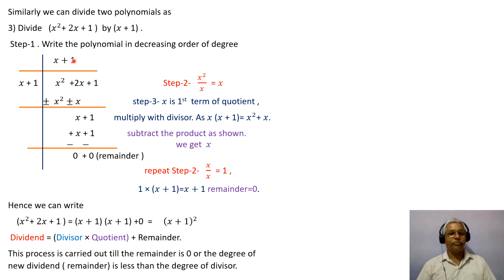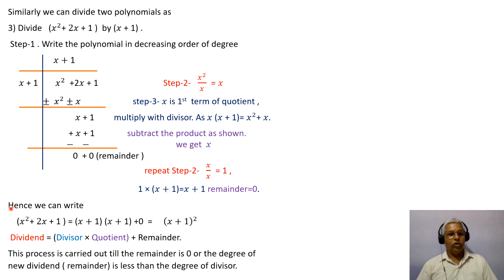So plus 1. Now multiply this with the whole divisor, or you can do it like this: 1 into x is x, 1 into 1 is 1, so x plus 1. Or 1 into x plus 1 equal to x plus 1. And now subtract, change the sign. So x goes, 1 minus 1 goes, and you get a remainder of 0.